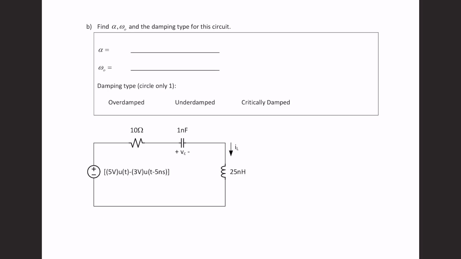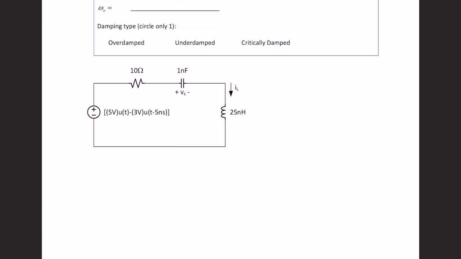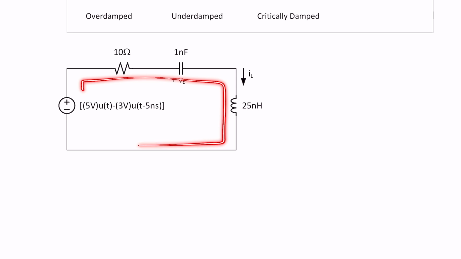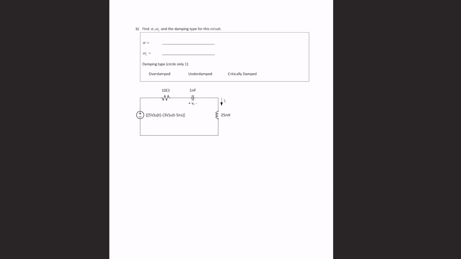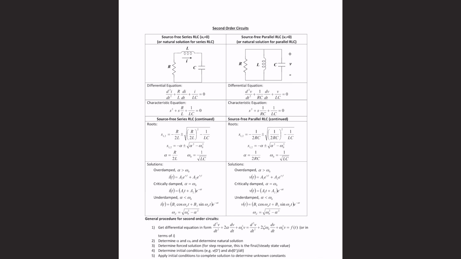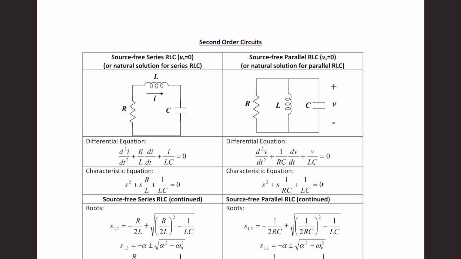All right, so for part B of this question, now we have to find alpha and omega naught of the same circuit, right? One thing that should immediately stick out to you is that this is just a simple series second order circuit. We've got a resistor, a capacitor, an inductor. Perfect. This actually matches, these are flipped, but that's fine. That doesn't matter. We still have this circuit pretty much.